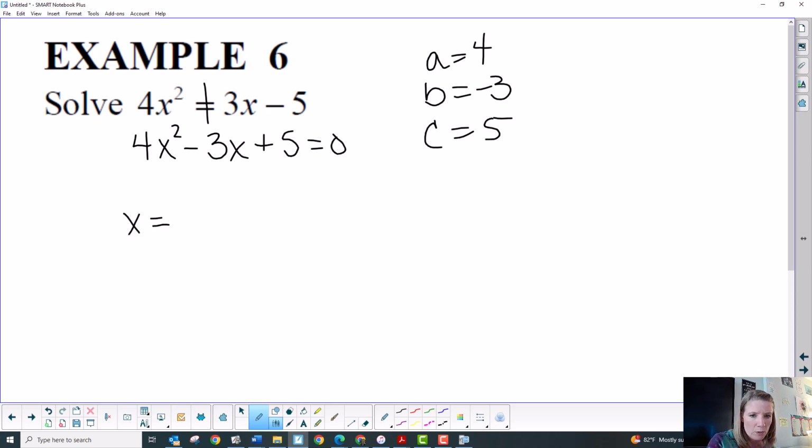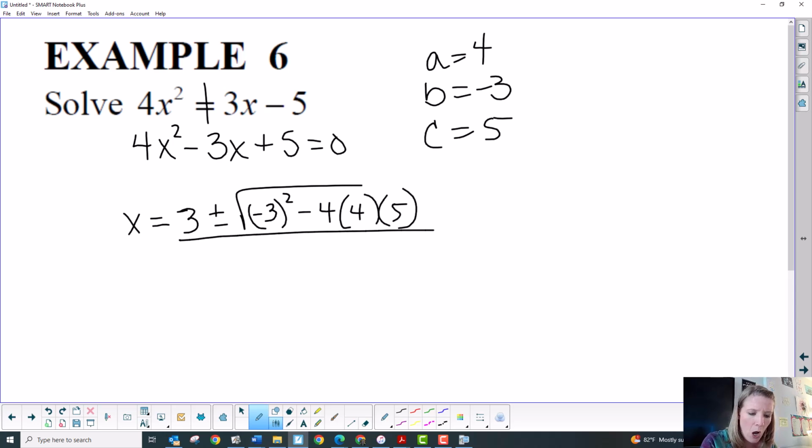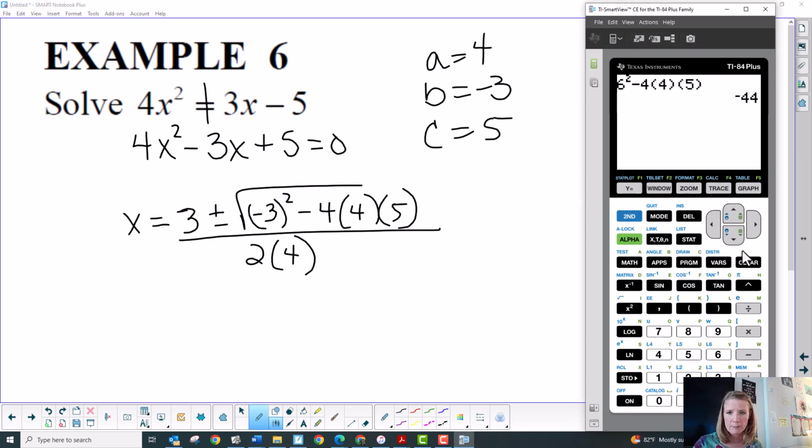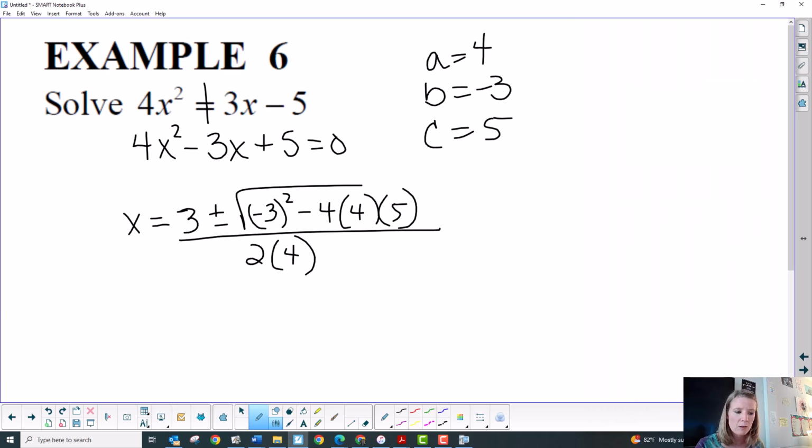So x equals minus B, so 3, plus or minus the square root of B, whoops, hold on, not B, B squared minus 4 AC over 2 times A. So I'm going to type all of what's underneath my square root into the calculator without actually typing the square root. Minus 4 times 5 is negative 71. So that's 3 plus or minus the square root of negative 71 over 8.